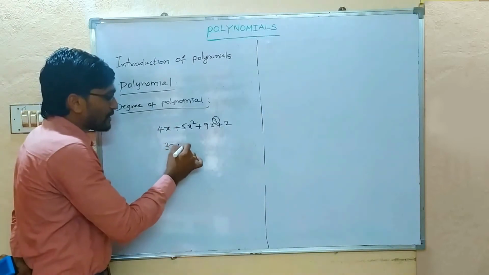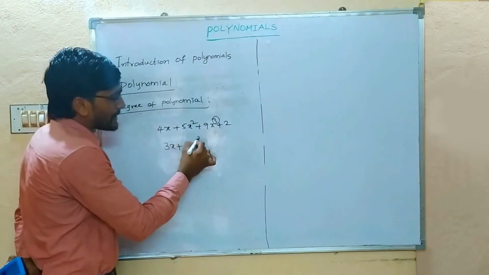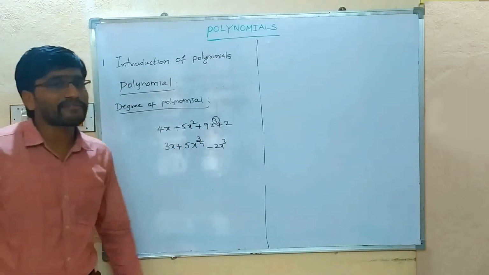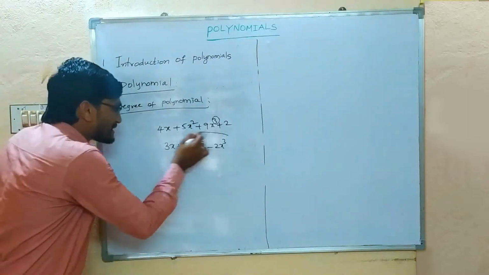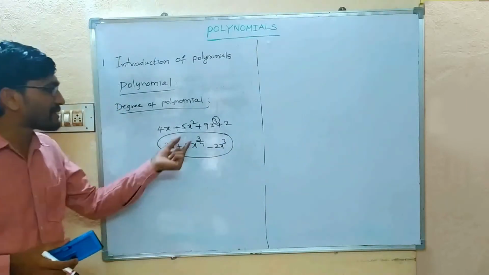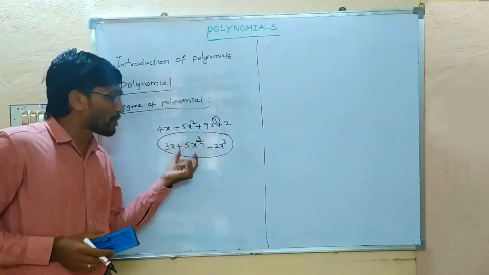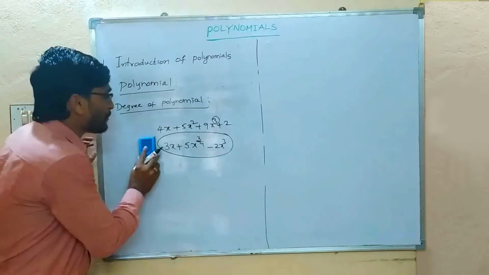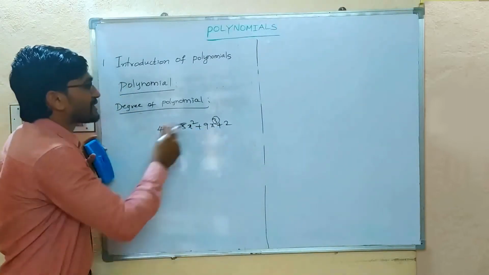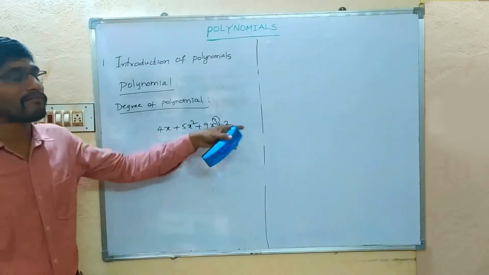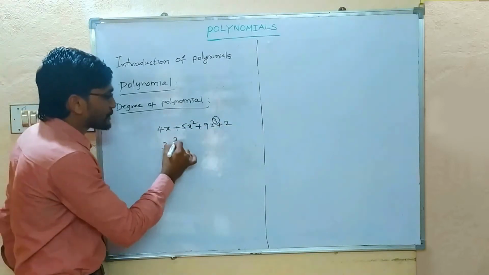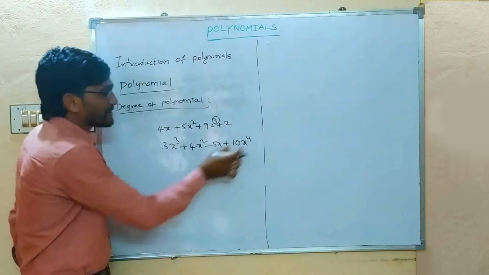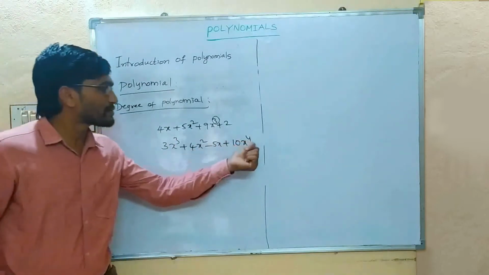Suppose I consider 3x plus 5 into x power 3 by 4 minus 2x cube. Then what is the degree of the polynomial? See, first it is not a polynomial, because here the power is 3 by 4. It is not a polynomial, so the degree can't be defined. Only for polynomials, the degree is the highest power of the variable of a term in the polynomial. For example, 3x cube plus 4x square minus 5x plus 10x power 4. I have taken one polynomial. So the degree is 4.